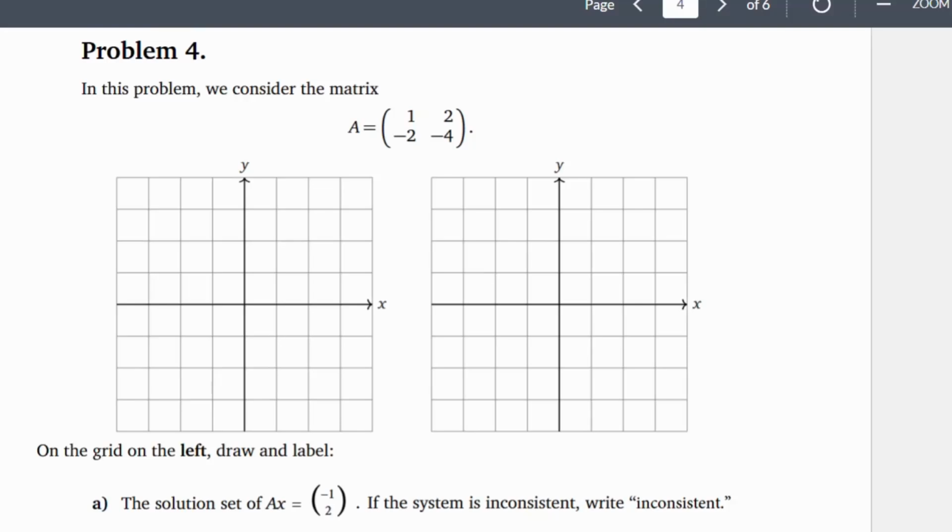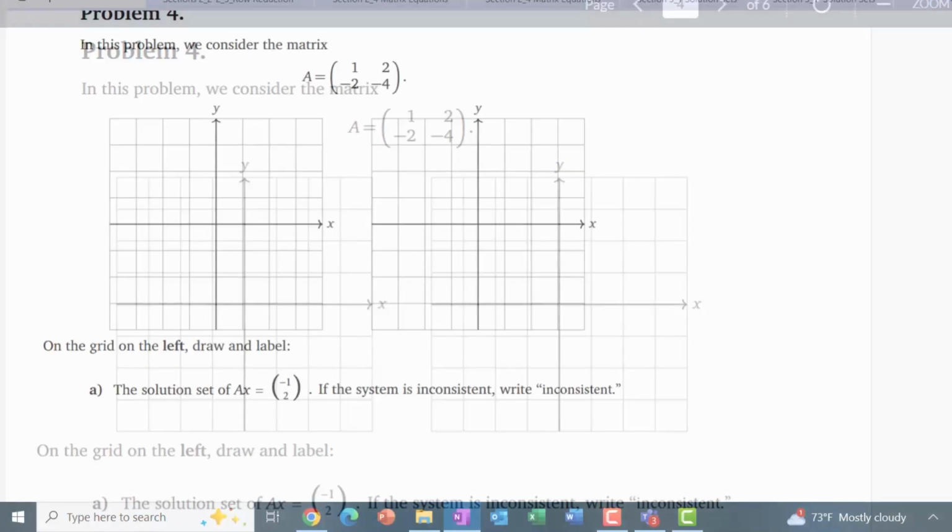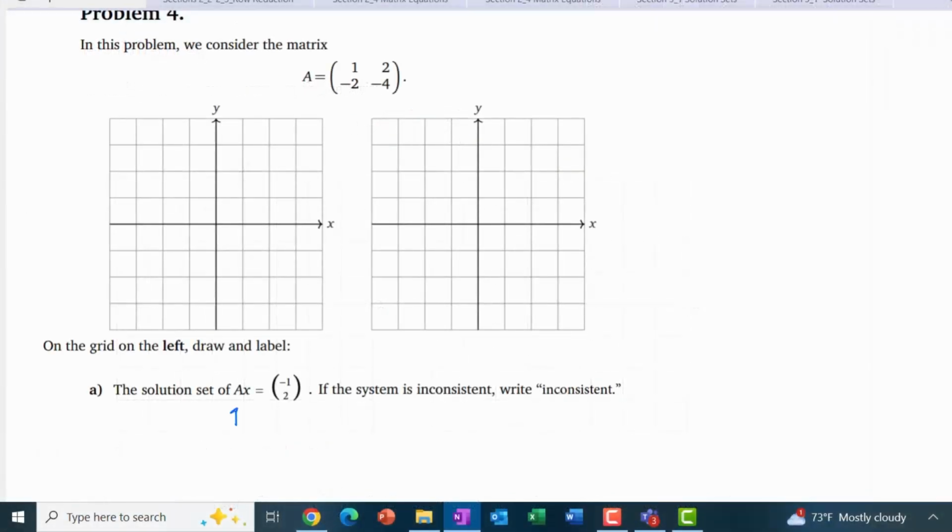So in this problem, we consider the matrix A, 1, 2, -2, -4. And then it says, on the grid on the left, draw and label the solution for AX equals -1, 2. If the system is inconsistent, write inconsistent. So, well, AX, I know what that looks like. That's 1, 2, -2, -4.